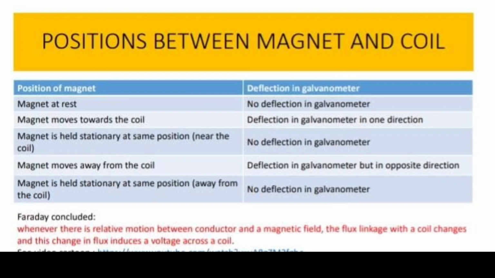So this is the final result that we get from the experiment. Our experiment deals with the position of the magnet and the deflection shown by a galvanometer. Number 1, when a magnet is at rest, no deflection in galvanometer. Number 2, magnet moves towards the coil, deflection in galvanometer in one direction.